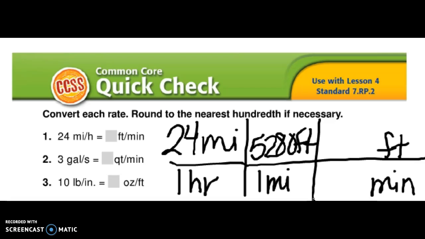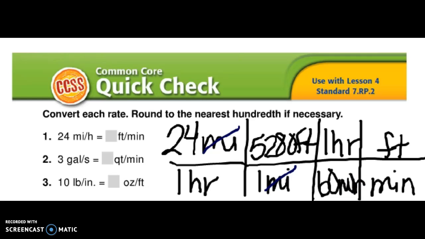I can cross-reduce, my miles are gone. Now you can see on top I am left with feet, which is what I want. However, on bottom I have hours to start with and I need to end up with minutes. So I'm going to put hour on top so that I can cross-reduce the label, which means I need to put minutes on bottom, and there are 60 minutes in 1 hour. I can again cross-reduce my labels, hours gone, hours gone. On bottom, I'm left with minutes, which is what I want.